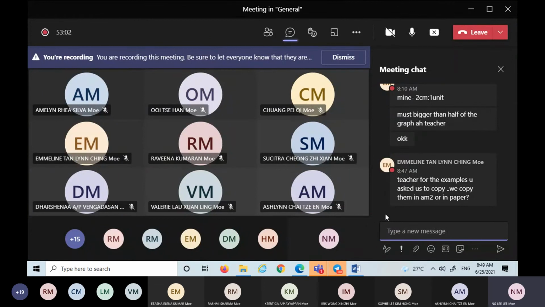Teacher, for the example you asked to copy, do we copy them in M2 or on paper? All on paper. Okay, no need to go back to M2. Okay, all on paper. May I know what is happening just now?